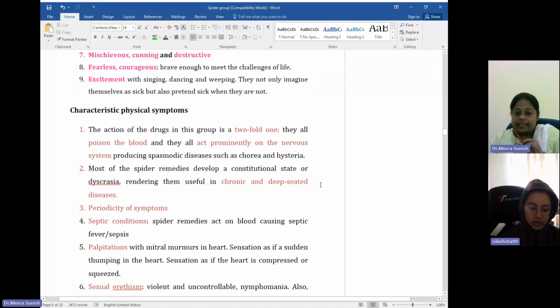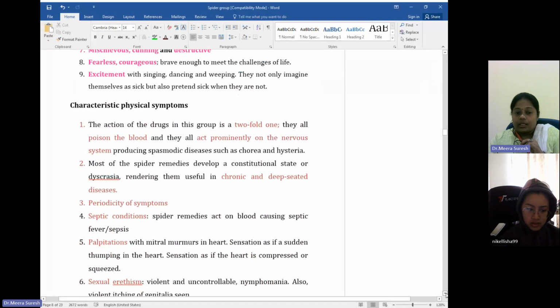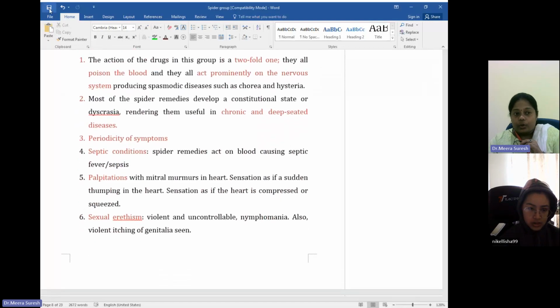Most of the spider remedies develop a constitutional state or a dysplasia that is going deeper into the body, so well suited for chronic and deep-seated disease. So even though when we are going for individual drugs, you see that only two main drugs you will be studying over there, that is tarantula and also theridion. But in itself, it can be a constitutional remedy. Then there is periodicity, marked periodicity.